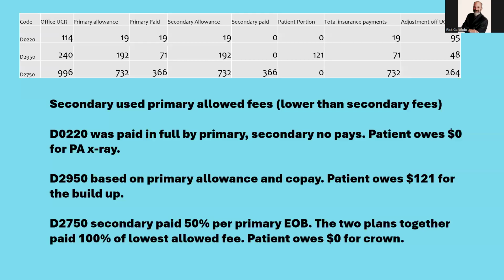DO 220 was paid in full by the primary. Patient owes zero. The build-up is based on the primary allowance and co-insurance, patient owes 121. For the crown, the secondary paid 50% per the primary EOB. They paid 366. The primary paid 366. I've collected 732, which is the allowance. The patient owes $0. So the patient's entire out-of-pocket for this PA, build-up, and crown is $121 that's getting applied towards the build-up.